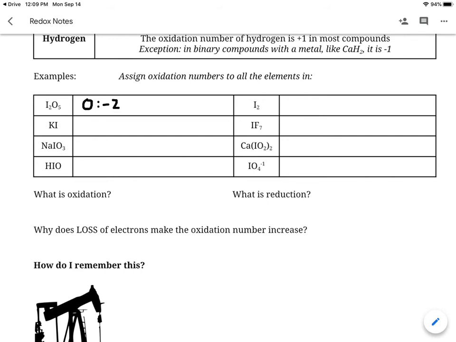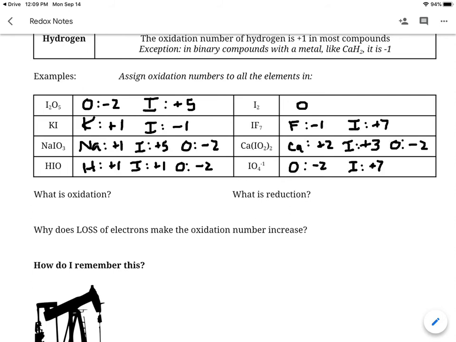Okay, so if oxygen is -2 and there's 5 of them, that gives us a total negative sum of -10. And then there's 2 iodines, and they have to have a positive sum that will be 10 so that the whole thing will equal 0. So since there's 2 iodines, each one is going to have an oxidation number of +5. Okay, pause the video now and see if you can do the rest of these, and then after you're finished, play the rest of the video and see how you did. Okay, compare your answers to mine, and let's see how you did.